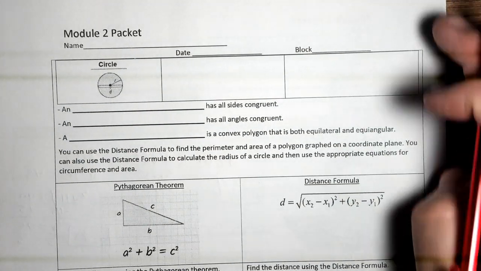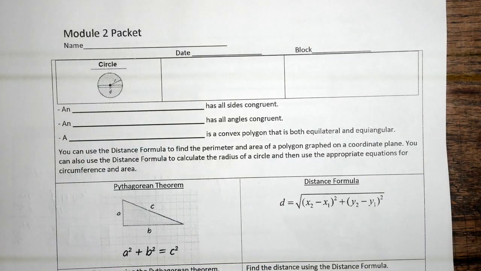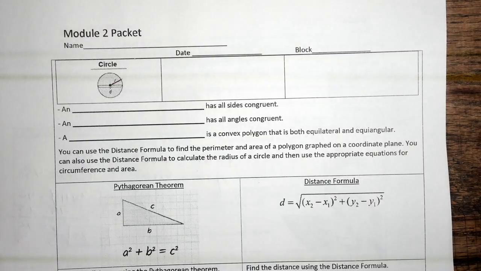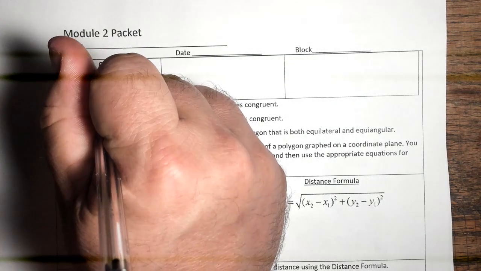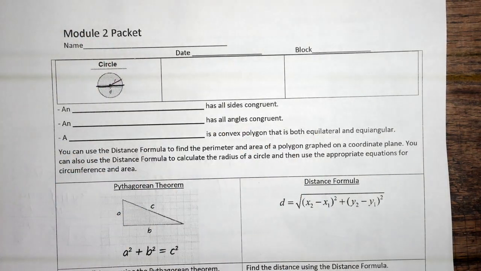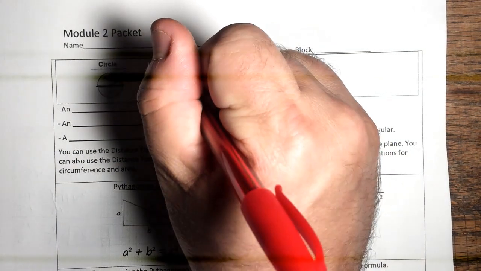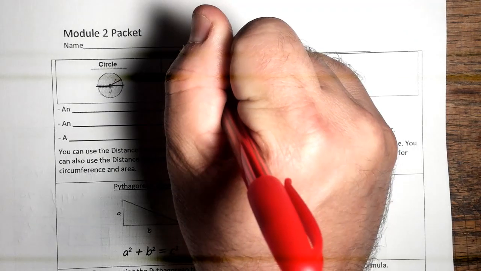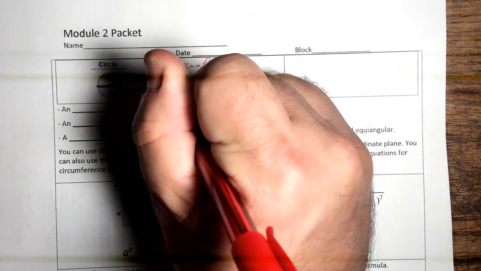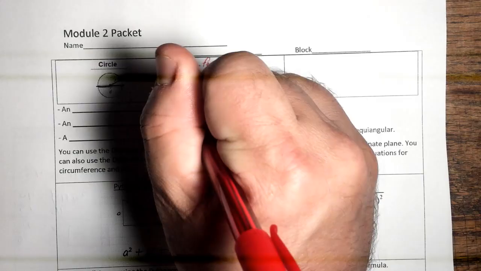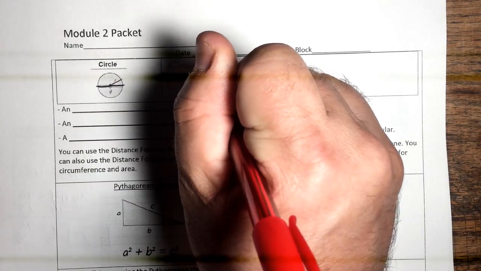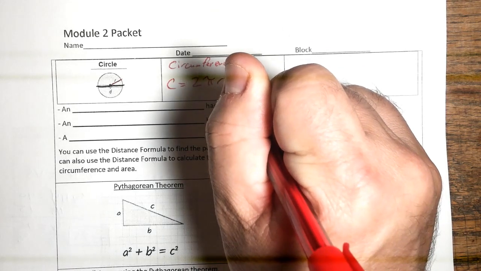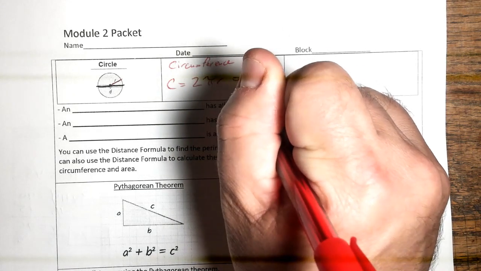Lastly, on our little diagram here, we have a circle. Your radius there. Diameter goes all the way across. Remember, perimeter for a circle is circumference. Circumference, I hope you guys remember, is 2 times pi times the radius, or pi times the diameter.